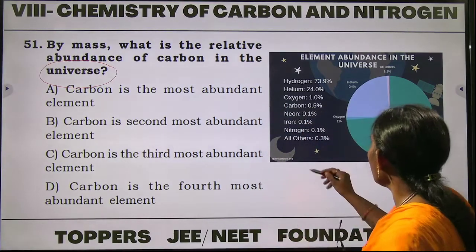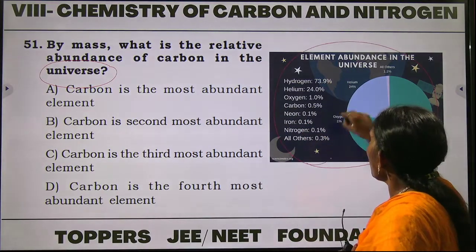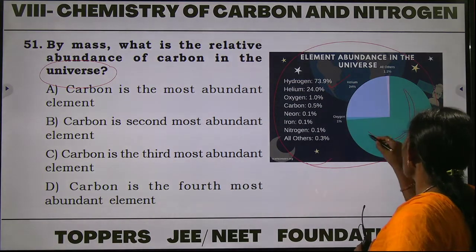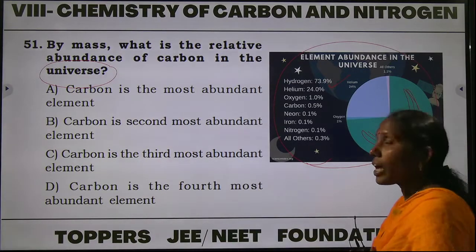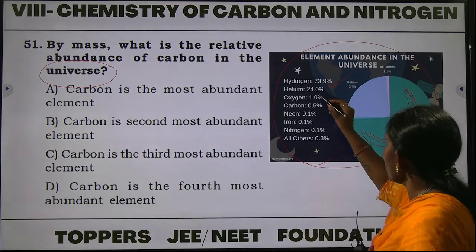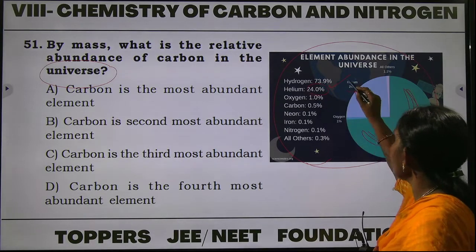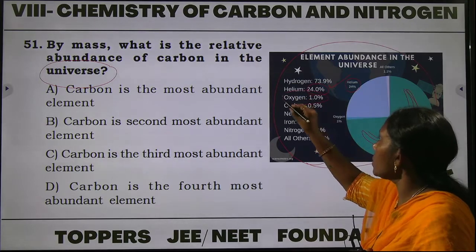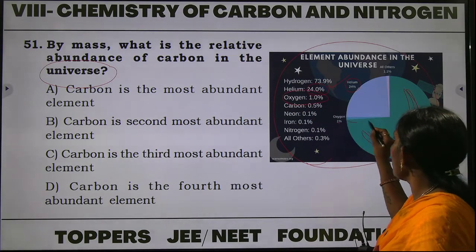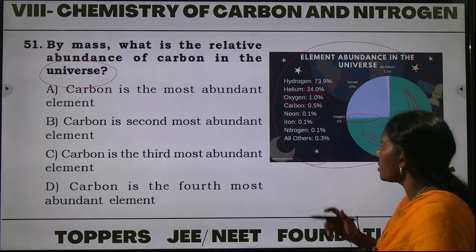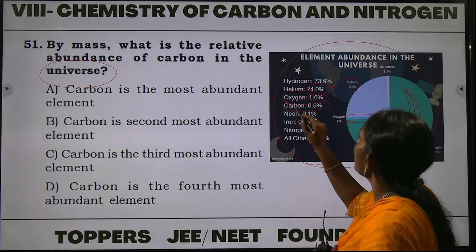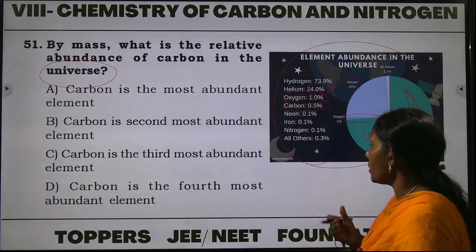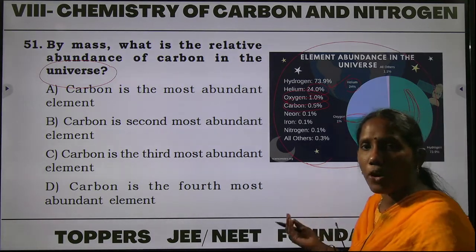See here, in this picture it is clear. Hydrogen is 73.9%. The most abundant element in the universe is hydrogen. The second one is helium, 24%. Oxygen is 1%. Here you can observe the color difference also. Carbon, the fourth most abundant element, is 0.5%. Next, neon, iron, nitrogen, and the remaining all have 0.3%.